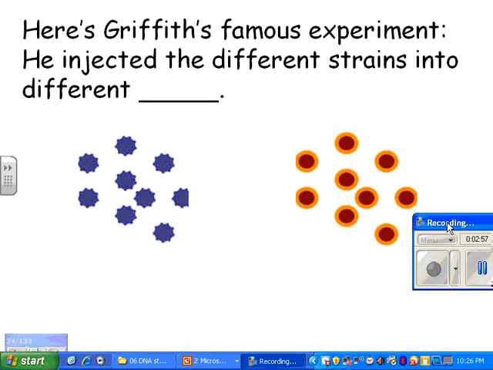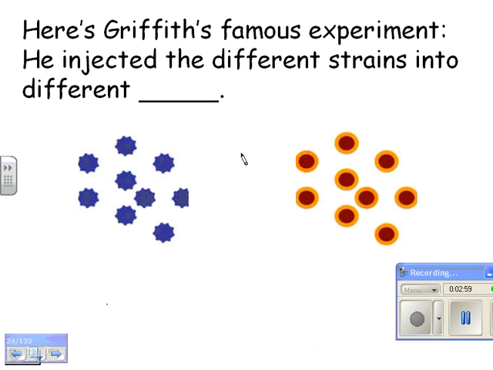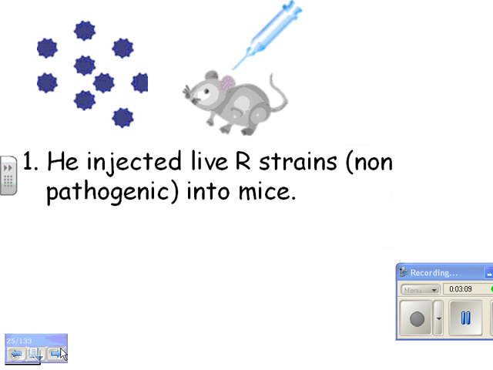Here's Griffith's famous experiment. He injected the different strains into different mice. So this is a little bit sad for those of you who might be sad if mice die. So be forewarned. So he injected the live R strain, these are the non-pathogenic ones, into the mice. Remember, this is the kind that your body can identify and make antibodies against.